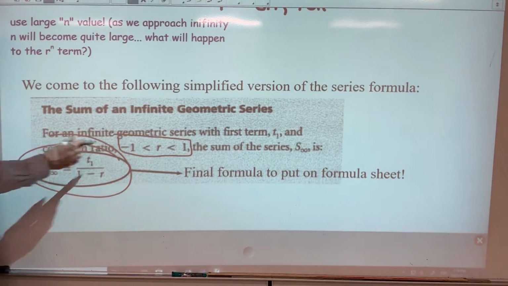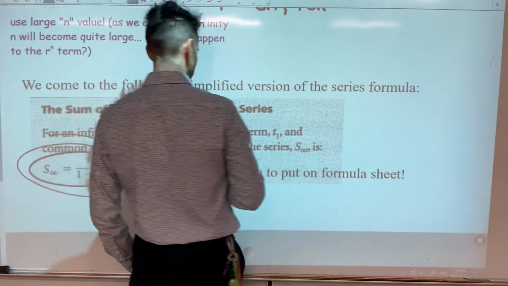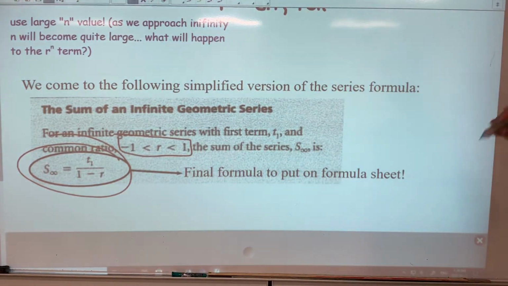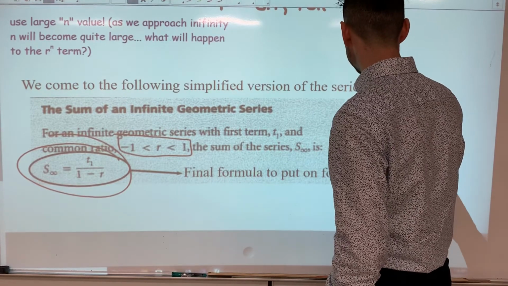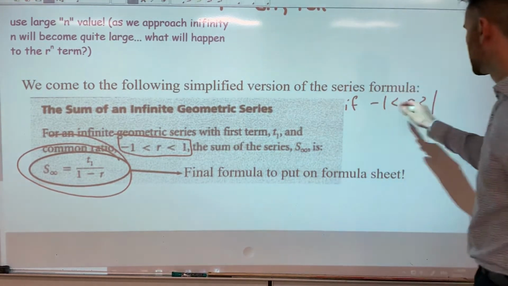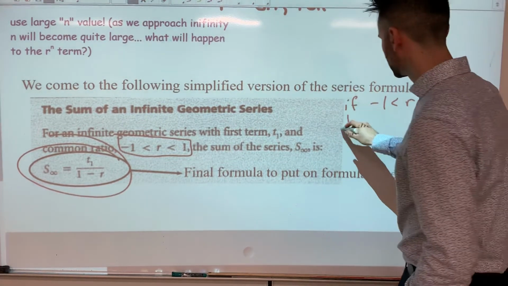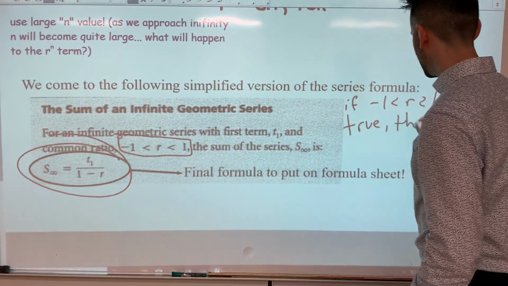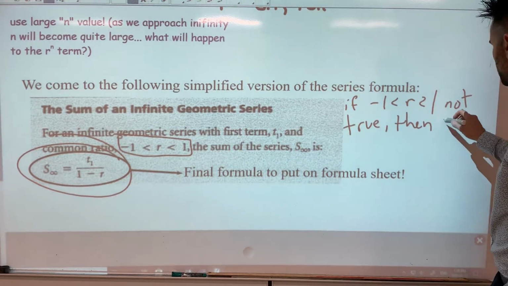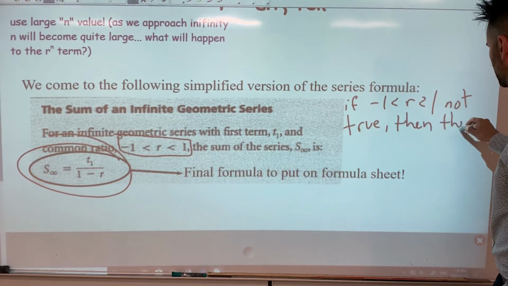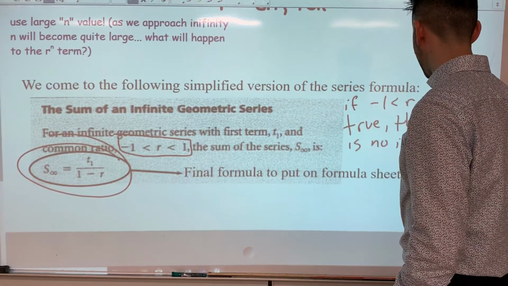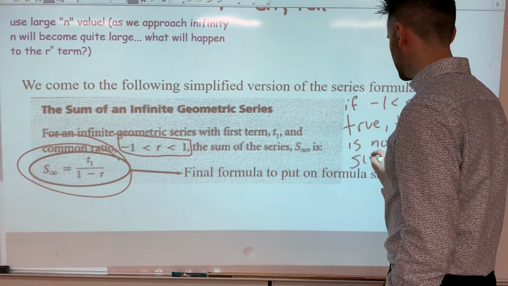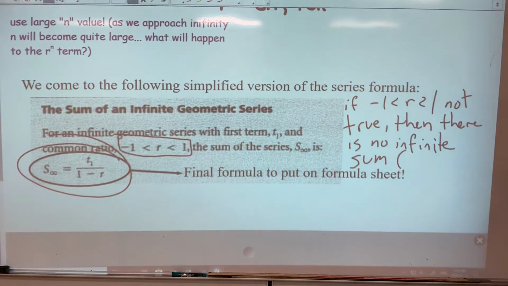If your r value doesn't fall in there, then it actually diverges, and I think it says that in here. Now, it doesn't say it in here, but I'm just going to say, if this is not true, then there is no infinite sum. And the reason is because the series will diverge. If your R value is not between those two, your series will diverge.